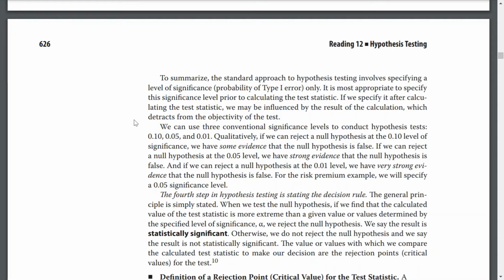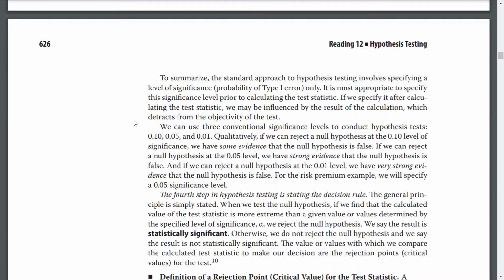If we specify it after calculating the test statistic, we may be influenced by the results of the calculations, which distracts from the objectives of the test. We can use the three conventional significance levels to conduct a hypothesis test: 0.1, 0.05, and 0.01. Qualitatively, if we can reject a null hypothesis at the 0.10 level of significance, we have some evidence that the null hypothesis is false.